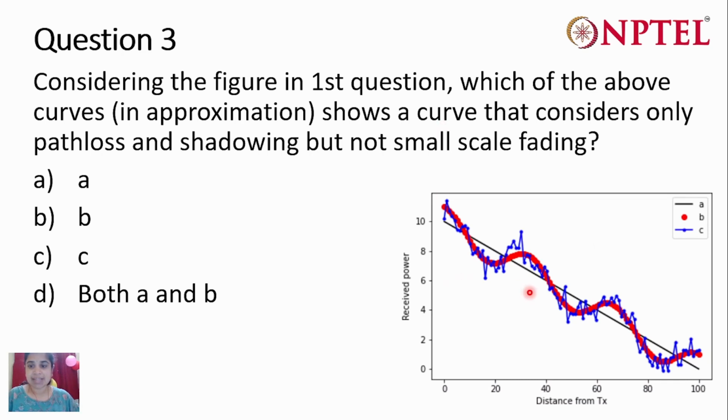In the same figure, which of the curves considers path loss and shadowing but not small scale fading? It's B. Okay.